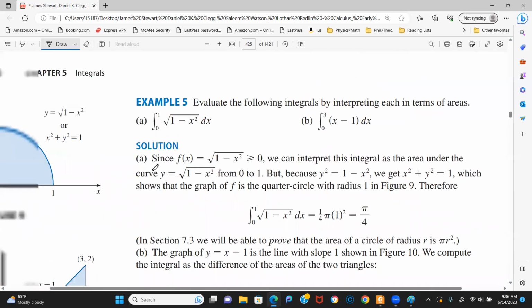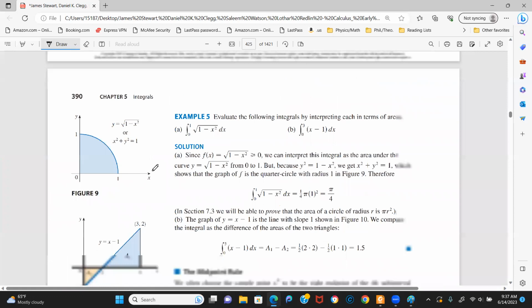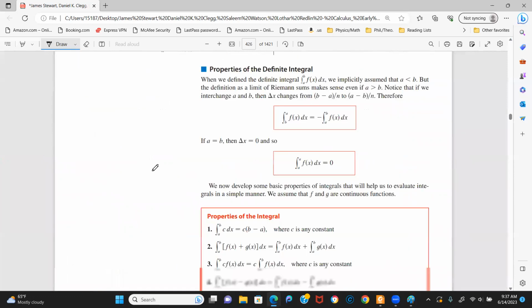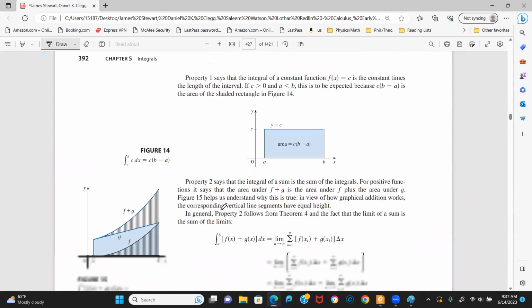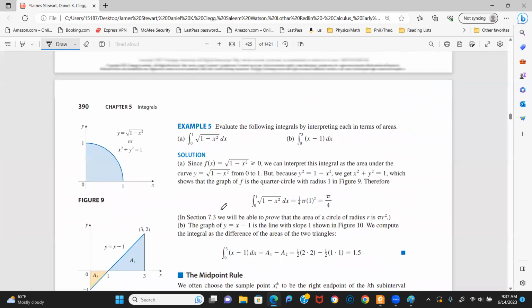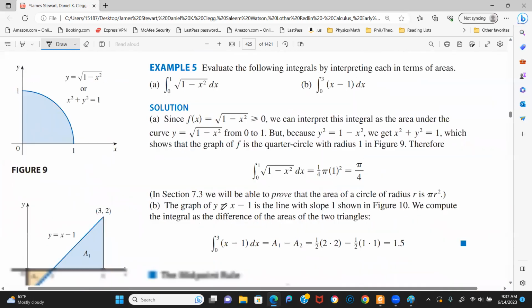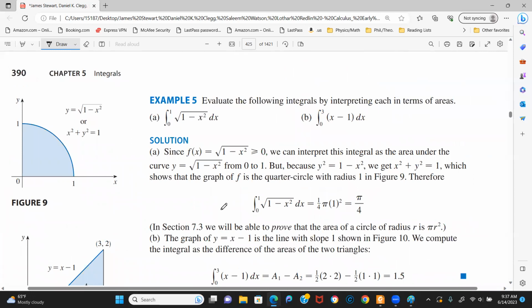All right, let's see what else we have. I don't know if we really have much more. Oh, here are going to be some properties of integrals. I'm going to skip this. I'll just briefly read what it said, but I'm not going to go over it in detail.